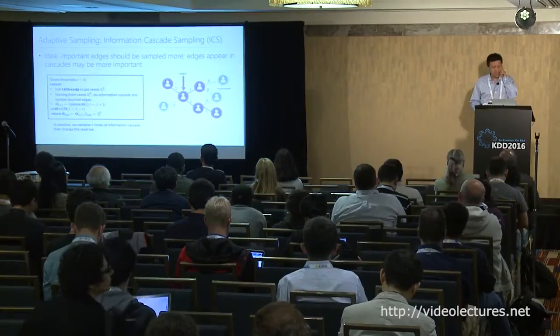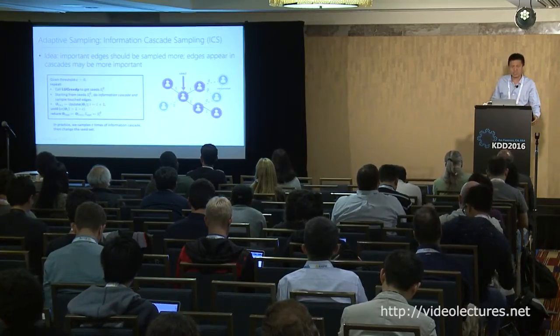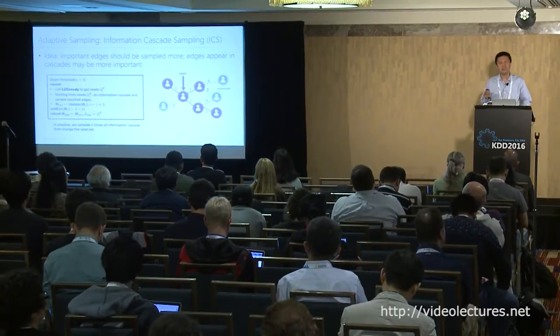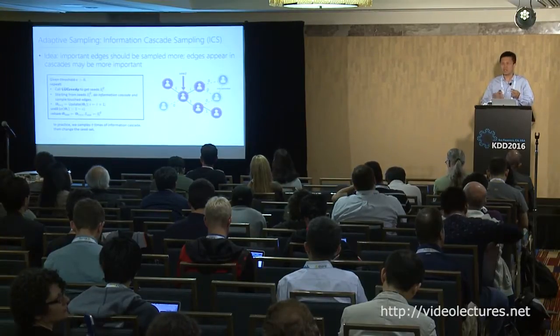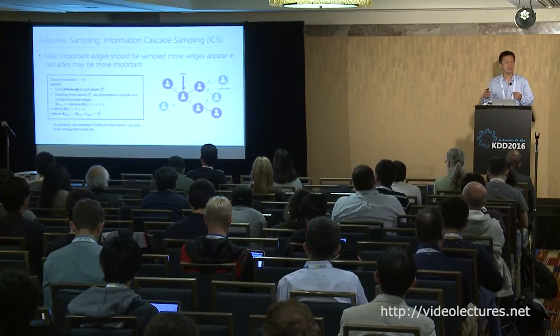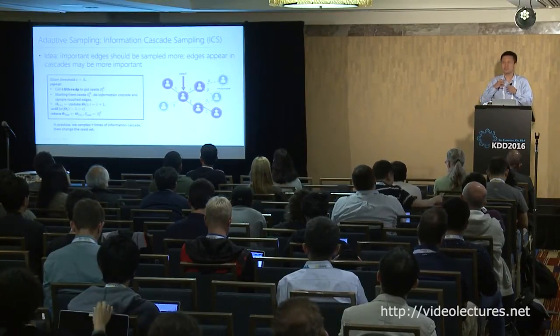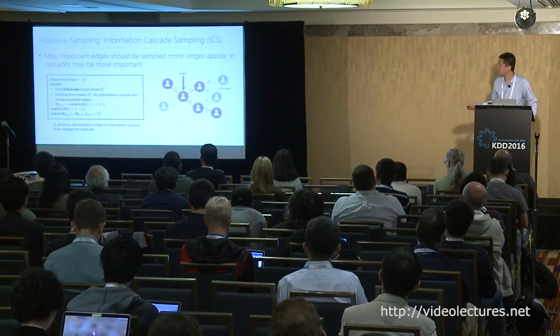For adaptive sampling, we propose the following heuristic, which we call information cascade sampling. It basically follows the idea that the edges that are important should be sampled more. But what are the edges that are important? Those edges usually are on the cascade path. If you touch those edges, those are more important. So that's basically the idea.